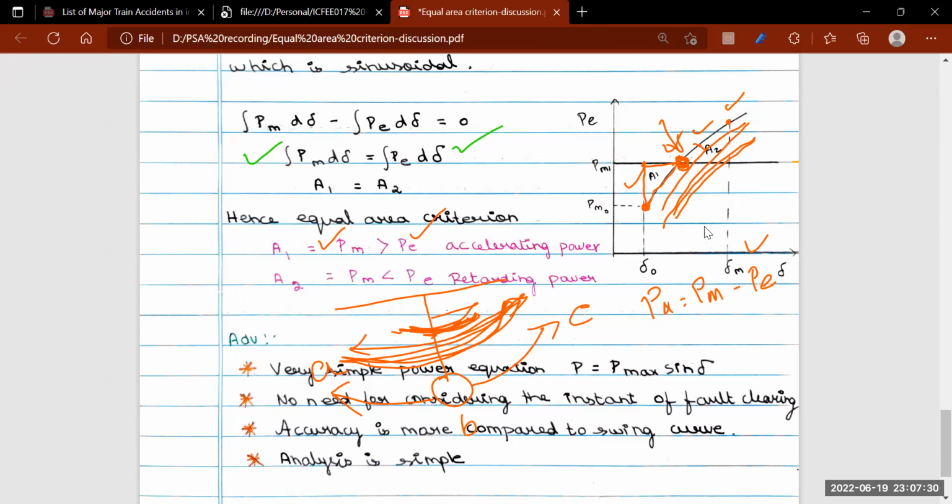Since we are focusing on these two areas, accelerating area equal to the decelerating area, this is called the equal area criterion. So this is what I want to share. This equal area criterion is very important from the examination point of view also. So I'll share this particular recording and the handouts also. Prepare for this particular question.